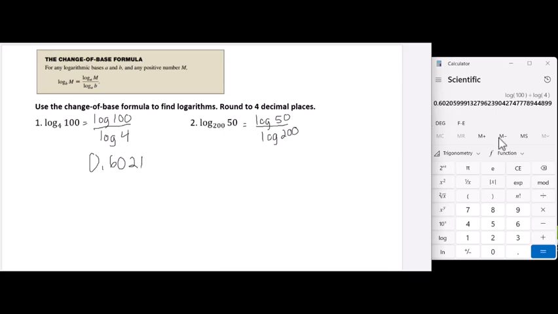And then let's try the other one. Log of 50 divided by log of 200. And in that case, we get 2.3010. Fifth decimal place is a 2, so it's not going to round it up.